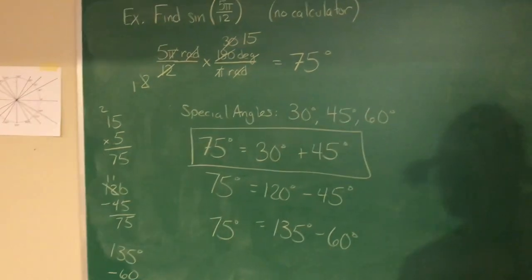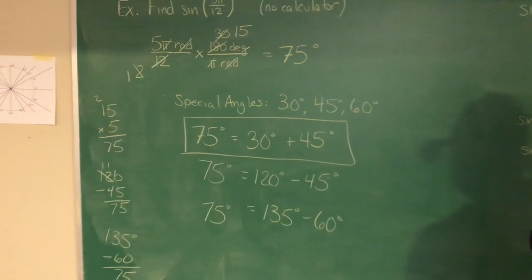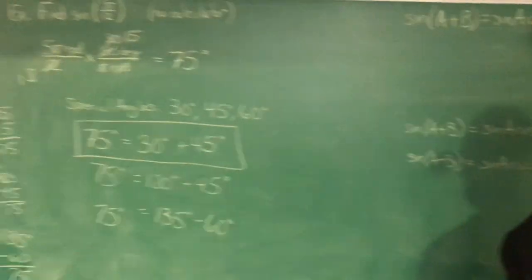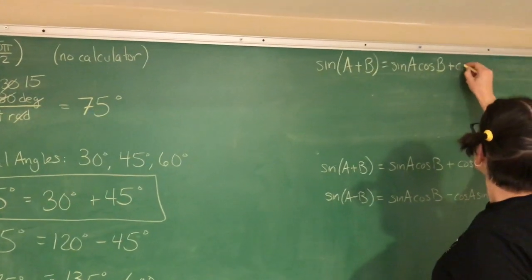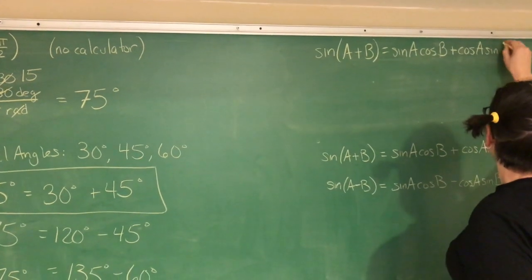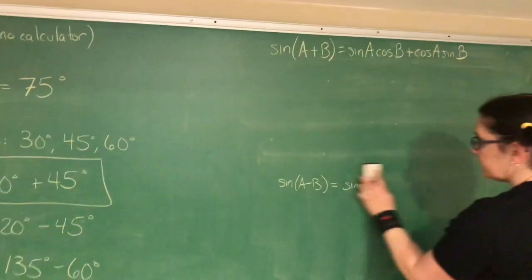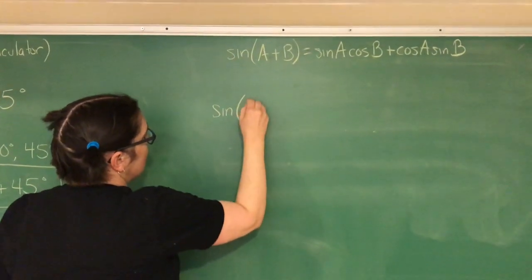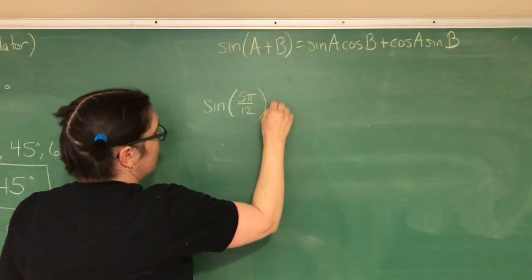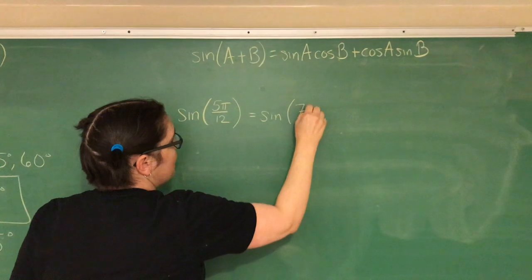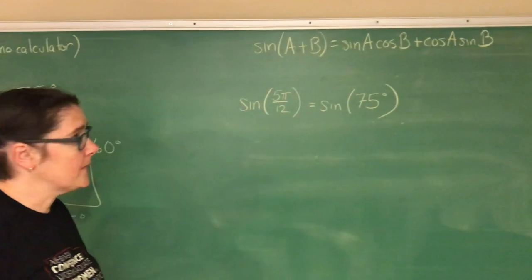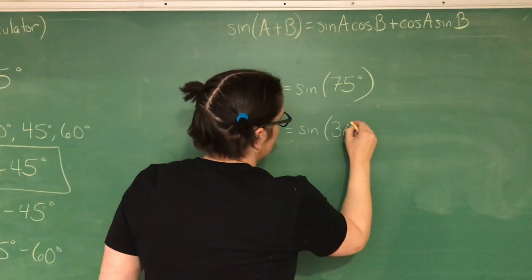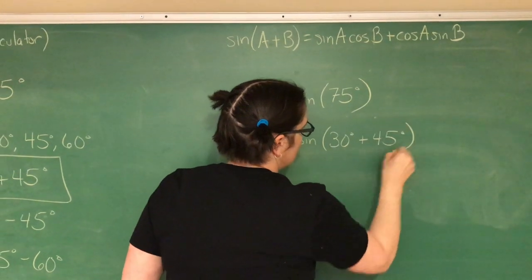So I'm going to write that formula down here at the top before I erase the rest of it. Sine of A plus B is equal to sine of A times cosine of B plus cosine of A times sine of B. Okay, now our goal is to calculate the sine of 5 pi over 12, which we figured out is the same as 75 degrees. And we're going to write 75 degrees as 30 degrees plus 45 degrees.